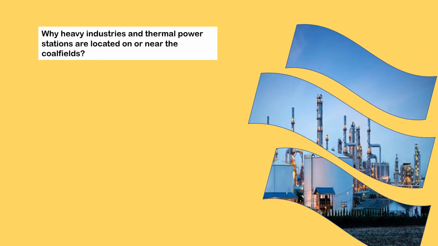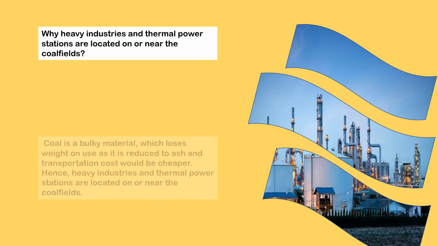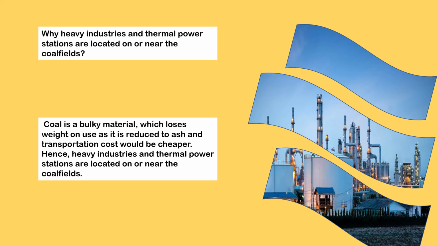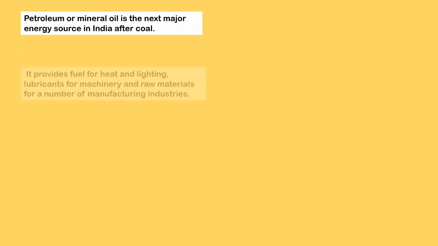And thermal power stations are located on or near the coal field. Coal, once it burns, becomes ash, so it's very easy to transport. That is the main reason. It is a bulky material which loses weight as it's reduced to ash. Transportation cost would be cheaper. Hence, heavy industry and thermal power stations are located on or near coal fields. Again, an important question.